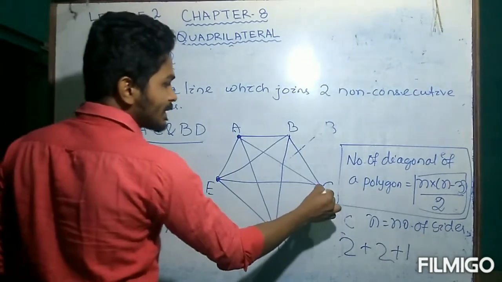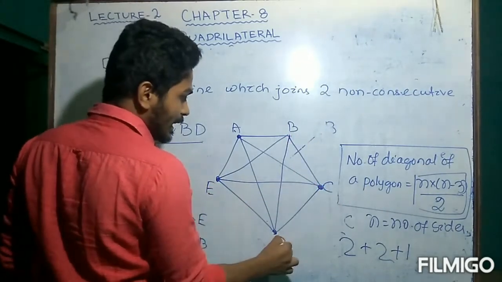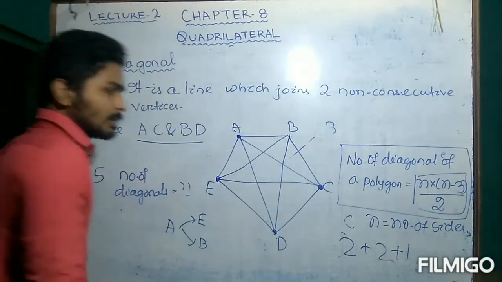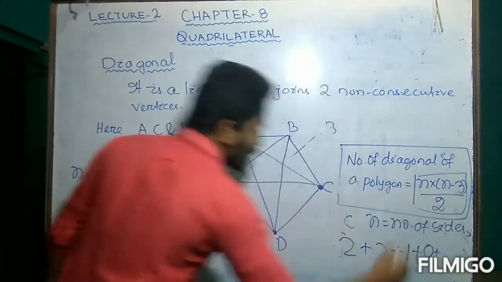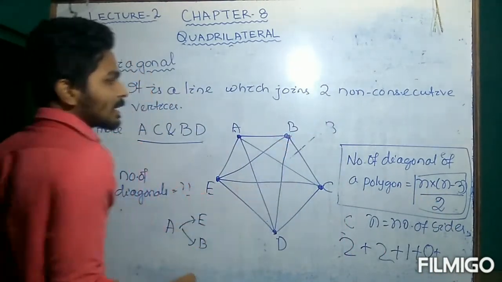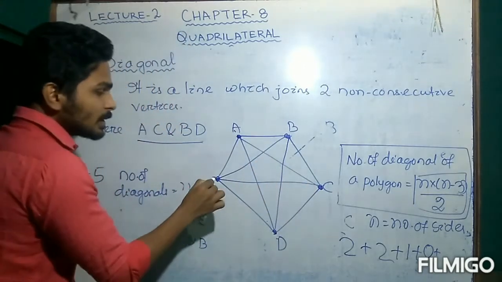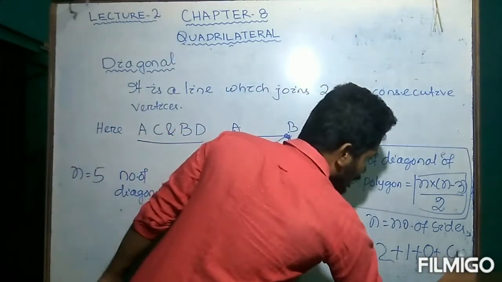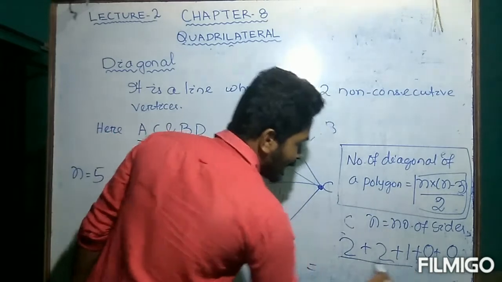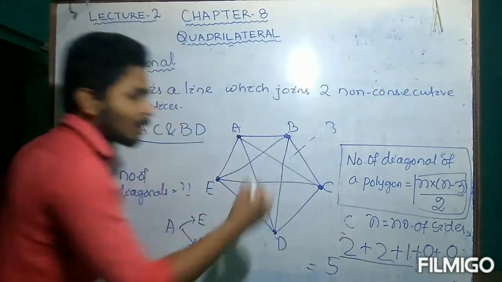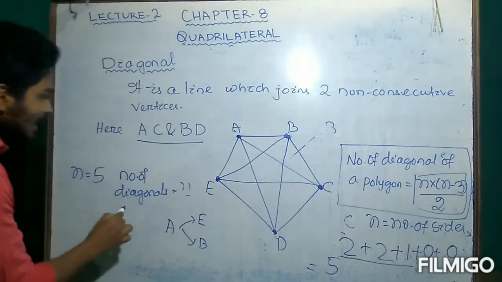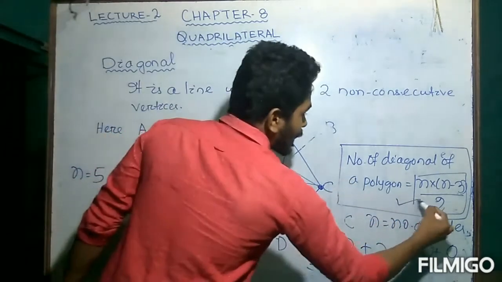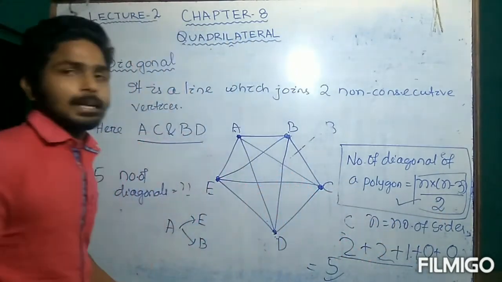Next, if you consider the vertex C, then the consecutives are B and D, non-consecutives are A and E. But already we have joined C with A, C with E, so no need to draw it again. If we consider the vertex B, then the consecutive vertices are A and C, non-consecutives are E and D. Already we have joined BE and BD, so no need to join again. So as a whole, I get 2 plus 2 plus 1, that is 5 diagonals. So figurally I have found that a pentagon has 5 diagonals, both calculation-wise and graphically.